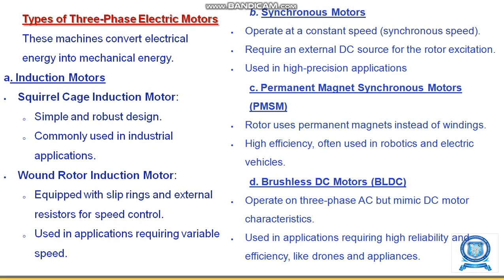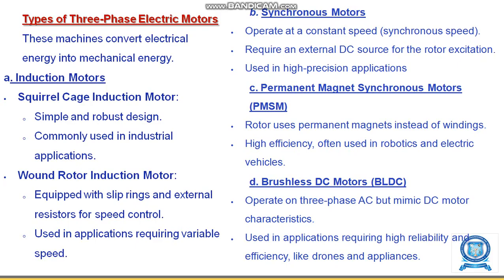Types of three-phase electric motor. These machines convert electrical energy into mechanical energy. Induction motor, squirrel cage induction motor: simple and robust design. It is commonly used in industrial applications. Next one is the wound rotor induction motor. It is equipped with slip rings and external resistance for speed control.